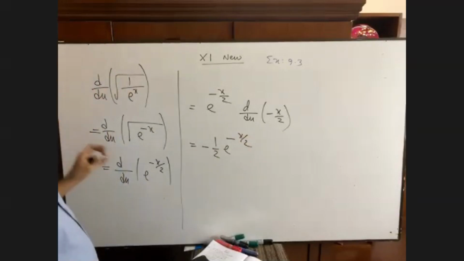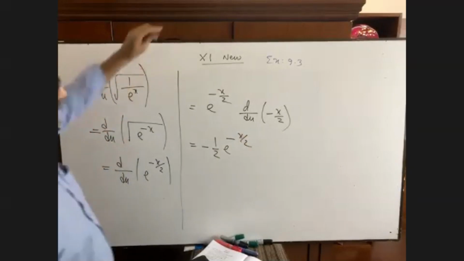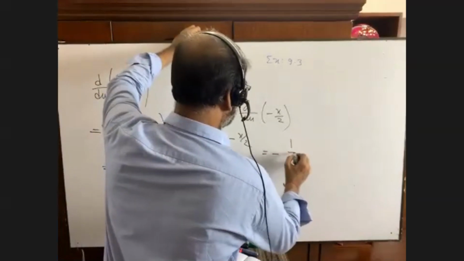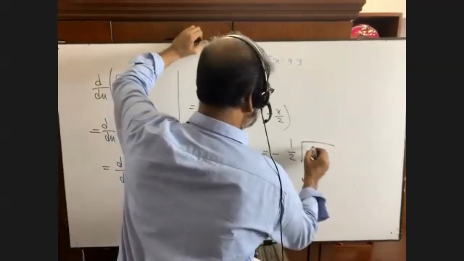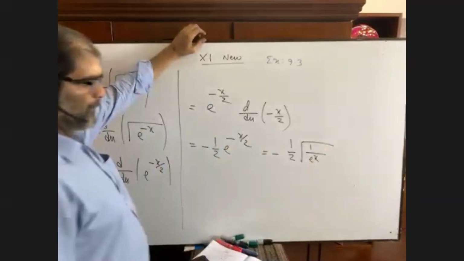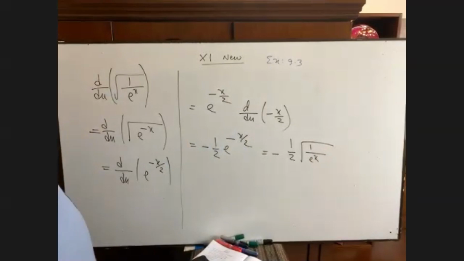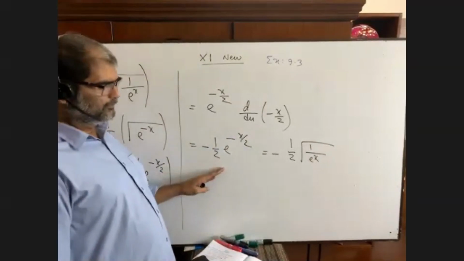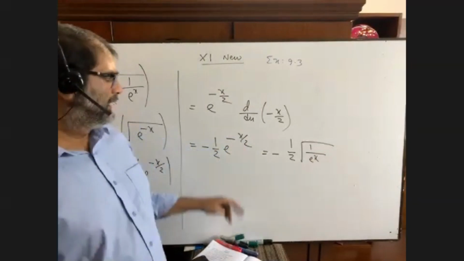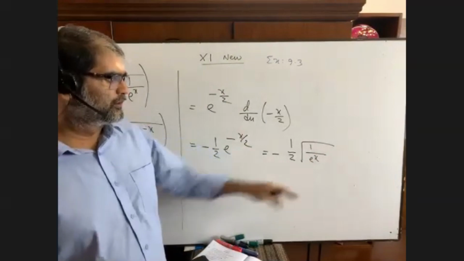Or if you want to write it down, it can be written like this. You see, if you want, you can write the answer like this: 1 by 2 root over 1 by e to the power x. You can write down the answer like this. But you're done here. This is 1 by 2, that is root, and this is minus, so it is in the denominator.